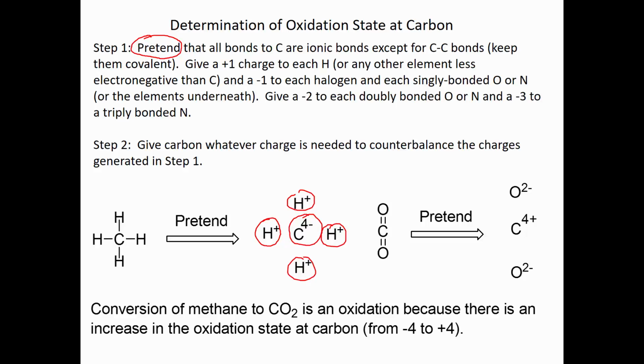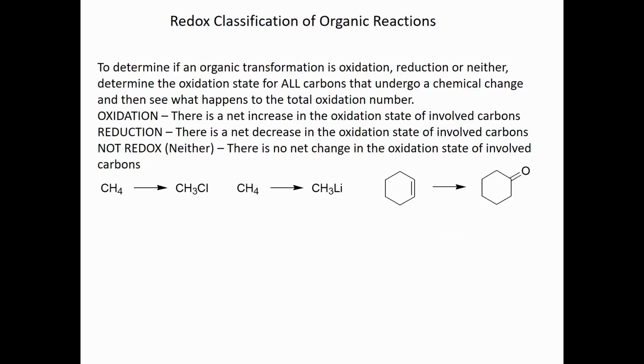All right, it's transitioning to CO2. All right, so we're going to give a -2 to each doubly bonded O or N. So an O2- here, an O2- here, and that must mean that to counterbalance this, CO2, remember, is a neutral compound. That must mean that carbon is 4+. Okay, all right. So the conversion of methane to CO2, we say, is an oxidation reaction because there's an increase in the oxidation state at carbon from -4 to +4. Okay, and we can treat a variety of reactions that way.